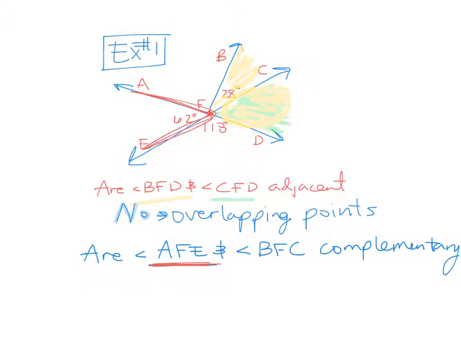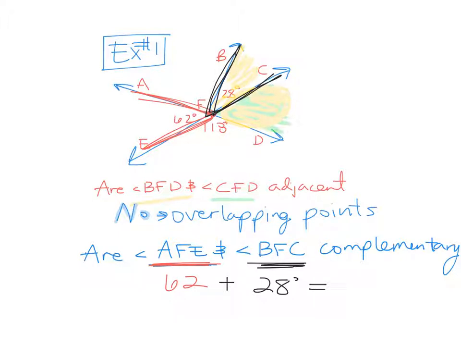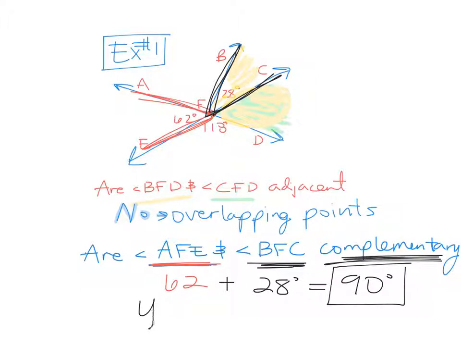How many degrees is that angle? 62. Okay. BFC goes from B to F to C. How many degrees is that angle? 28. So then yes, it is. Why? Because 28 plus 62, right. If I add those two together, I get 90 degrees, which is the definition of complementary, right? So the answer is yes, those are complementary. Okay. Any questions on that?